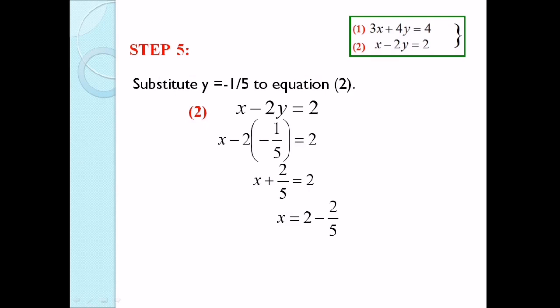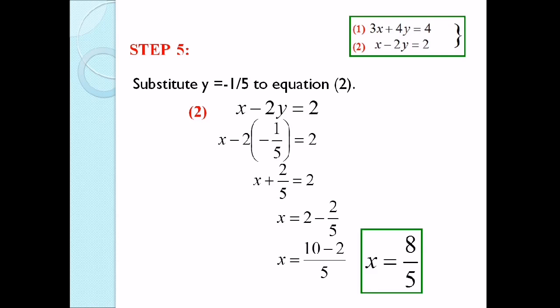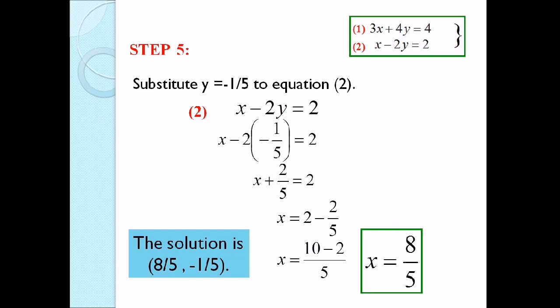So, a whole number added to a fraction. We need to get the LCD. That is 5. So, we multiply 5 to the 2, the whole number. So, it will become 5 times 2 is 10 minus 2 over 5. Again, we multiply 5 to 2. That will become 10 minus 2 over 5. Then, 10 minus 2 is 8 over 5 or 8/5. Therefore, the solution is 8/5, negative 1/5.